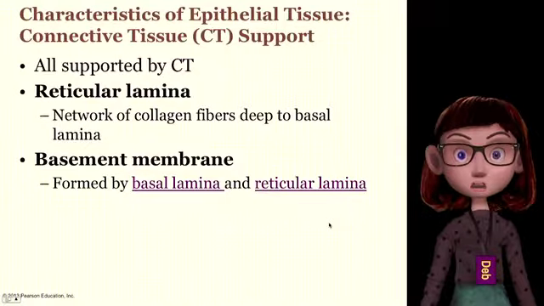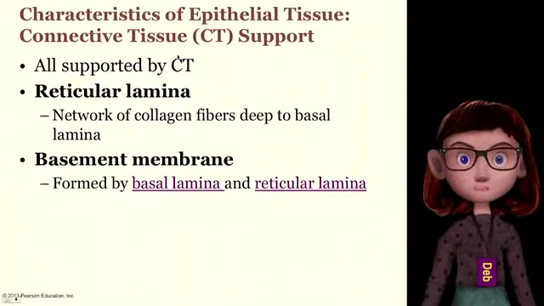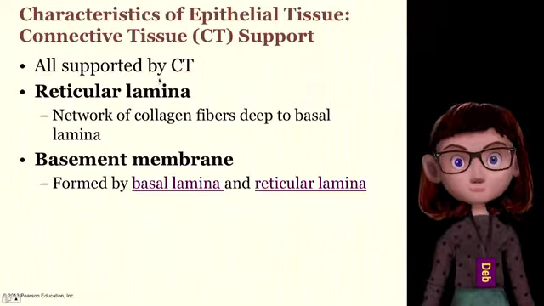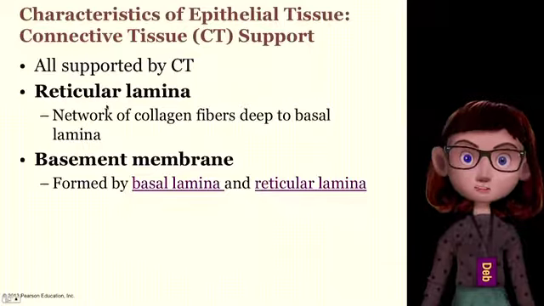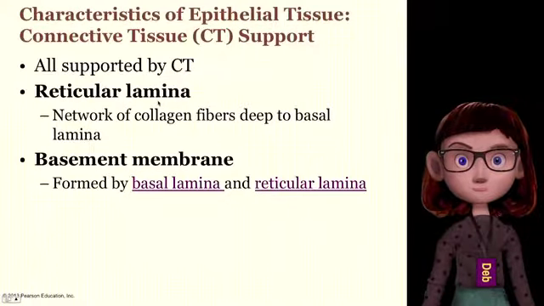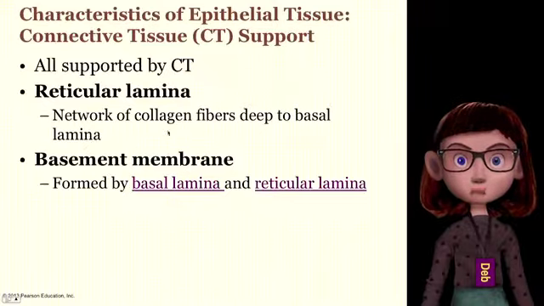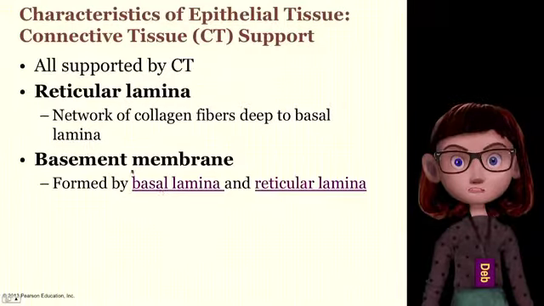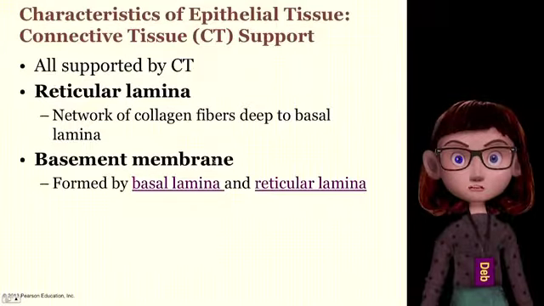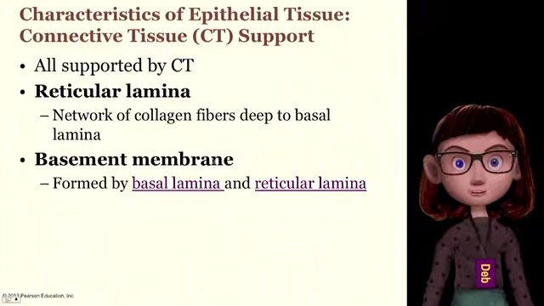Another characteristic of epithelial tissues is that they do need to have a connective tissue support. All are supported by connective tissue. The reticular lamina, just underneath that basal layer of cells, is a network of collagen fibers. Collagen is a tough protein. These fibers are deep to the basal lamina. And so the basal lamina and the reticular lamina together form a basement membrane right here, which will join that epithelial tissue to its supporting connective tissue.